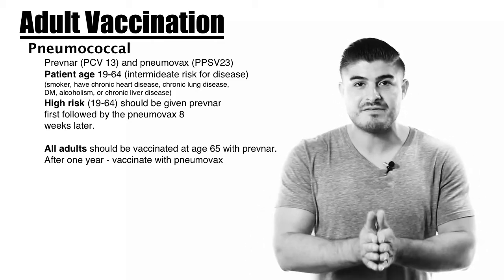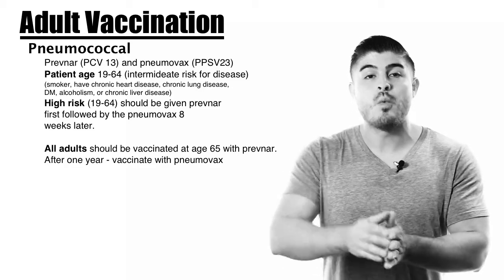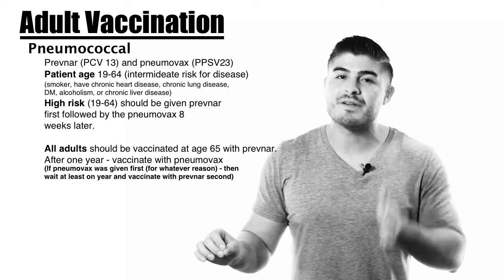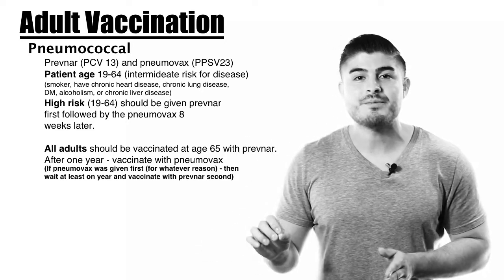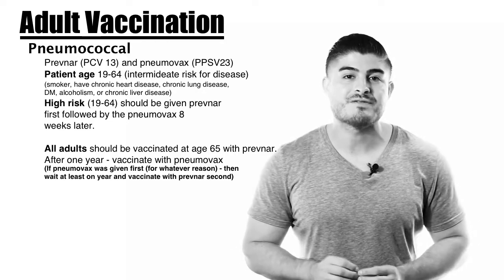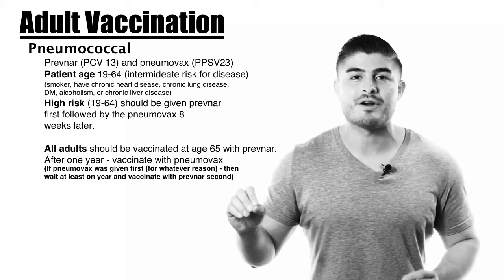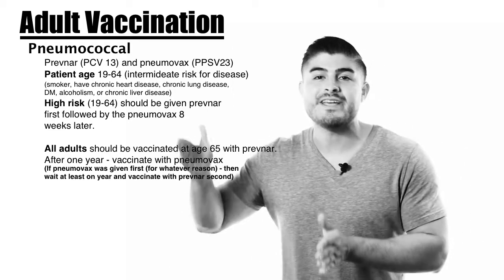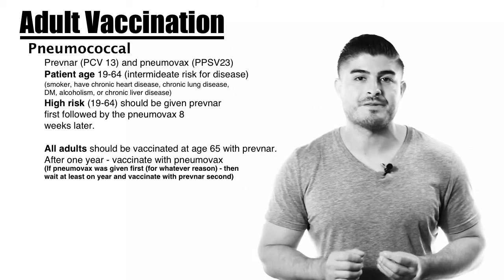So we hit age 65, we vaccinate with Prevnar. 1 year later, we're going to vaccinate with the Pneumovax. Now, the Prevnar is fairly recent. Beforehand, it used to be vaccination with Pneumovax only. So if for whatever reason the patient was vaccinated with the Pneumovax but not the Prevnar, then go ahead and give the Prevnar second. Just make sure that we're waiting 1 year after the prior vaccination.